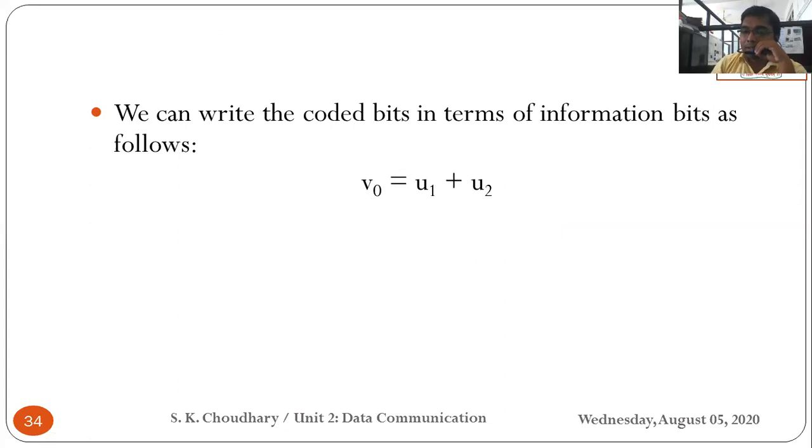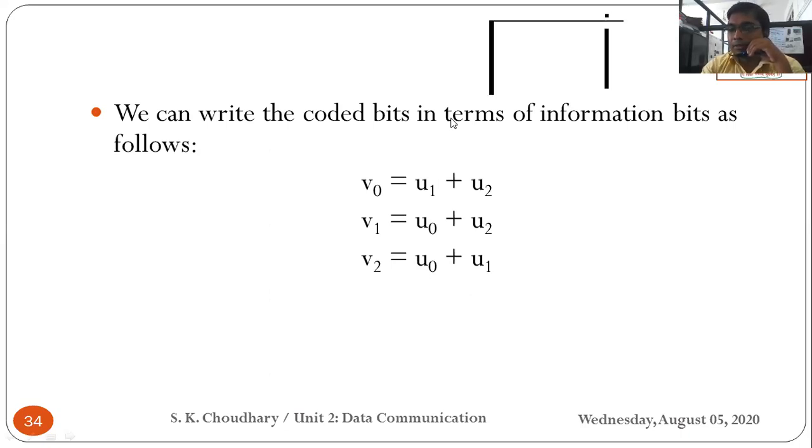V0 is U1 plus U2, V1 is U0 plus U2, V2 is U0 plus U1. Now the question may arise in your mind: how did this come about? It is very simple. You can correlate either from this equation to the table, or from the table to the equation. See, V0 is U1 plus U2 here.